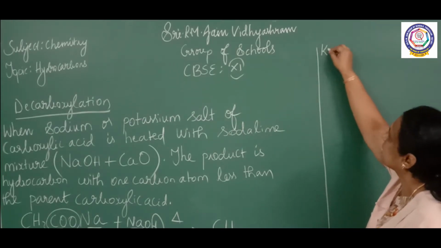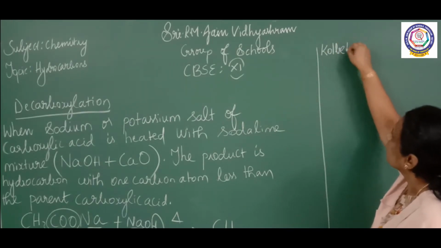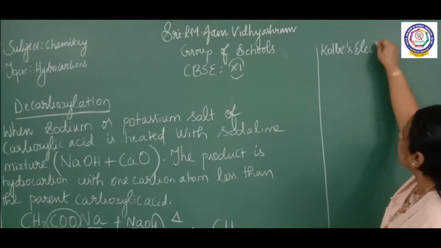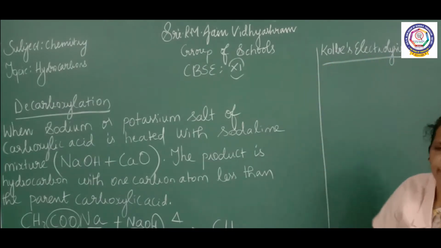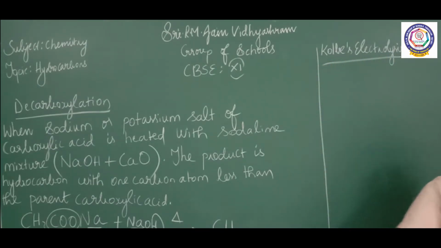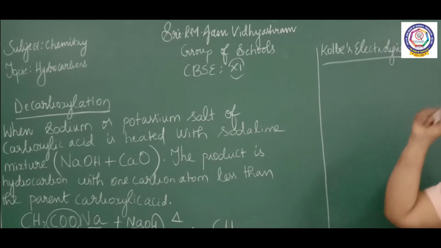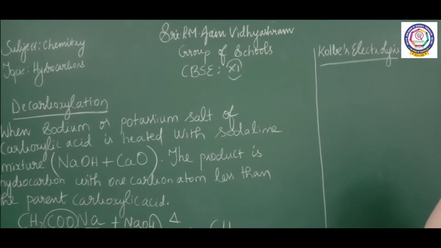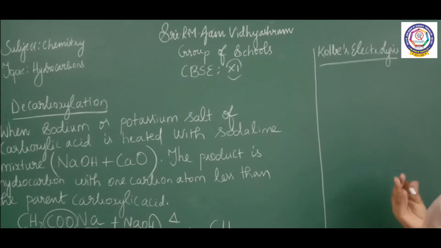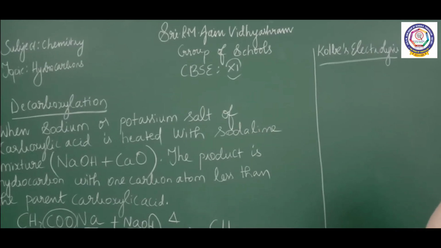Kolbe's electrolysis. Again naming reaction. Here also, sodium or potassium salt undergoes electrolysis. What is electrolysis? Electrolysis, what is that? We are passing electricity and breaking the ions present in the compound. What is the compound I am taking here? Sodium or potassium salt of higher fatty acid, higher carboxylic acid.